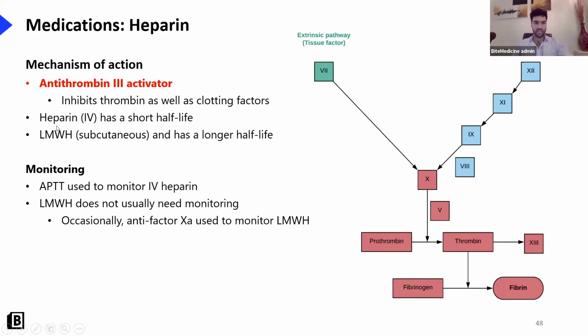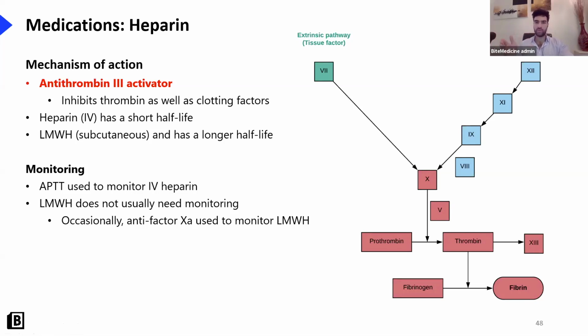Some of you might be thinking, or you may have heard of, heparin and low molecular weight heparin and what the difference is. So heparin is given intravenously and it has a short half-life. Low molecular weight heparin is given subcutaneously and it has a longer half-life. So for those of you who've ever seen heparin given, it requires intense monitoring every couple of hours. It has a very short half-life, and that's useful for instances where you don't want the patient to be anticoagulated for long periods of time.